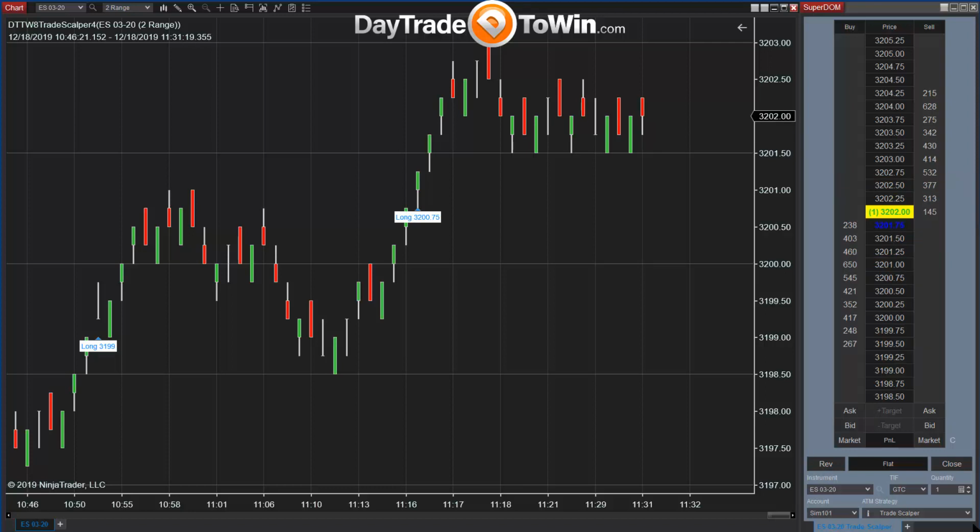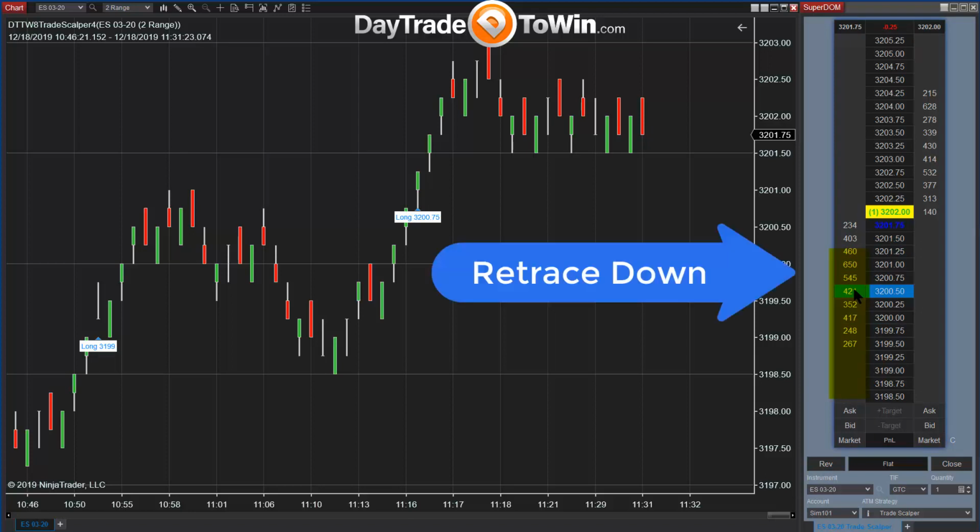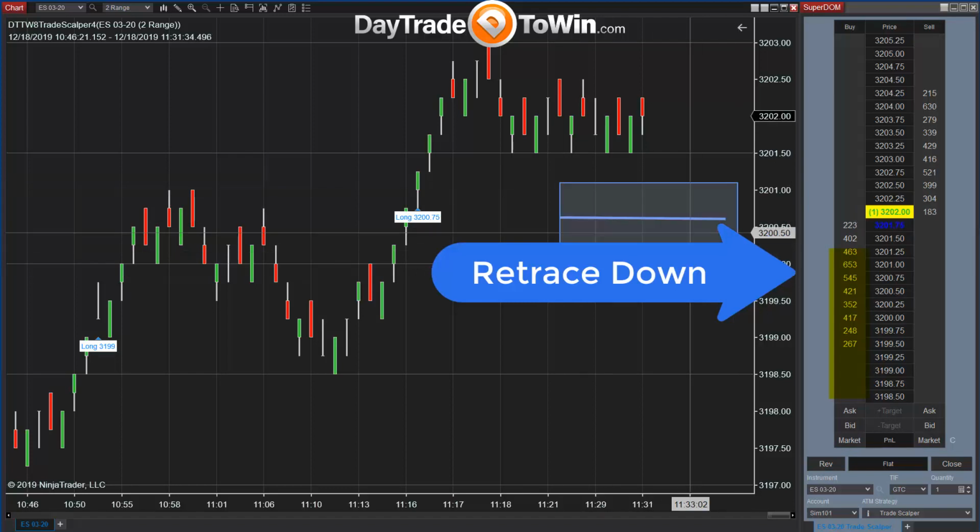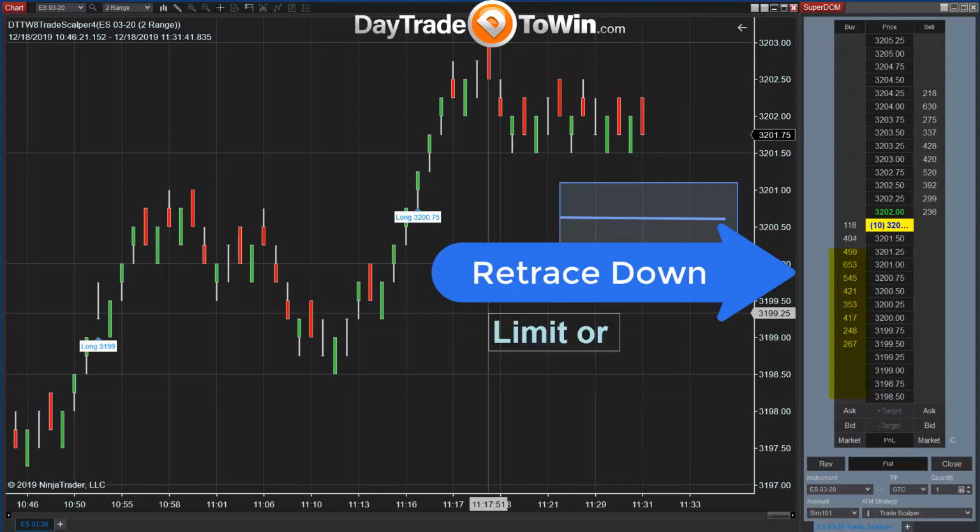I would either buy the market below where it's currently trading, which means that the market has to come back and retrace to that price. So it has to go down. If I wanted to, let's say, buy the market here, it has to come down and retrace down to that price. When that happens, you could only use a limit or a MIT.